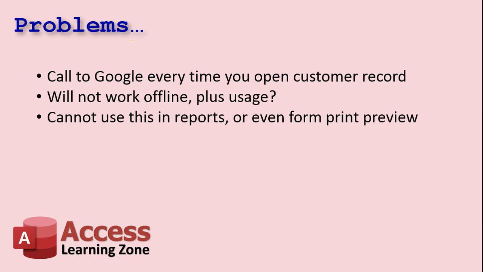Okay. Second problem is it won't work offline. Okay. And you cannot use this method in reports. All right. You cannot put the WebBrowser Control into reports, and you cannot even print preview a form. So this is pretty much an on-screen solution. If you want the QR code, that's how you can get it. It'll display it in the Access form. I do have a solution, though, a way that you can print the QR code out in like a name badge.